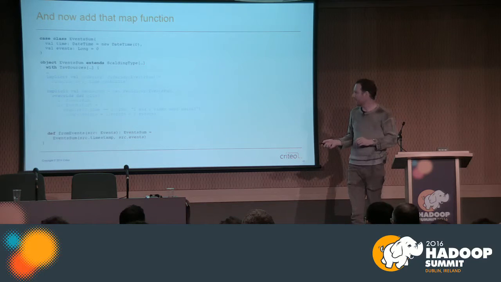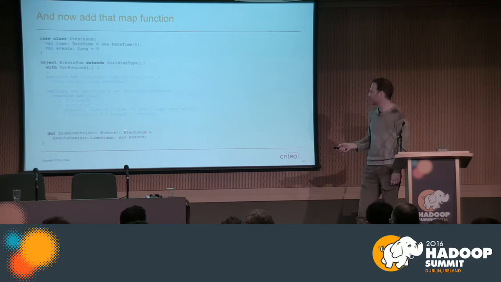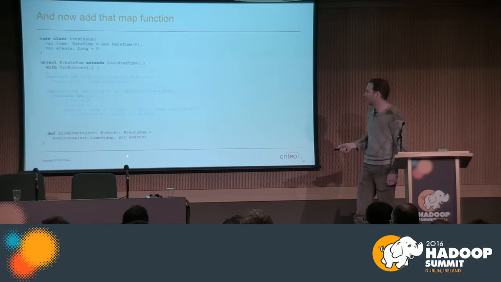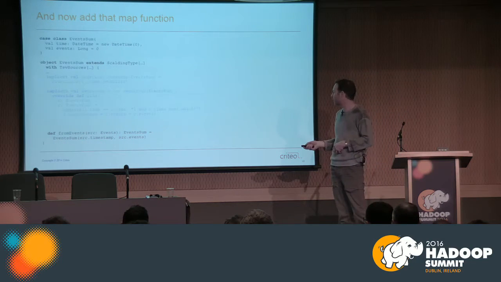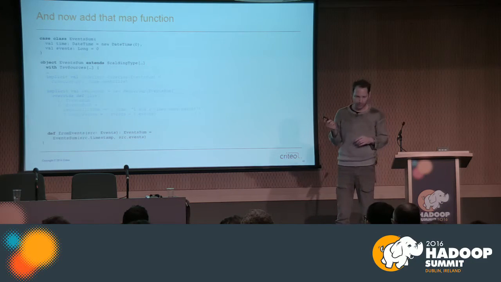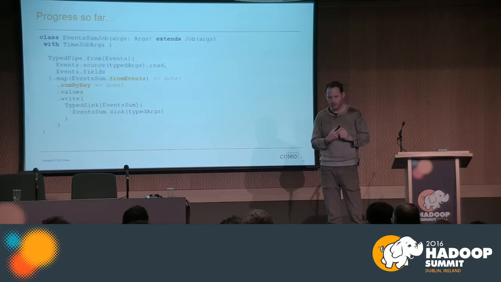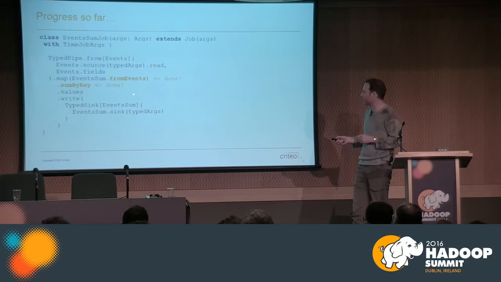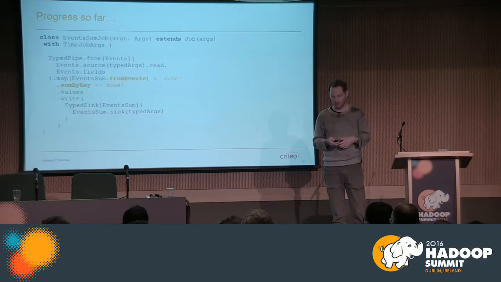And then we have to add the map function in, which is simple. You take a source events object, you create a new event sum where you're just copying the source, the timestamp and the events, and you're throwing away one of the values. So if we go back to our job, we can take a look at the progress that we've made. You can see that this has been implemented, and our sum by key is now going to be functional because we have our semigroup and our ordering.